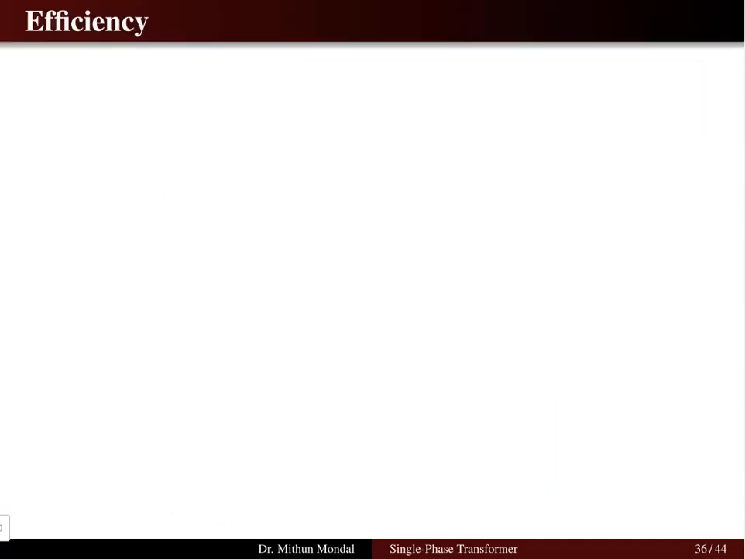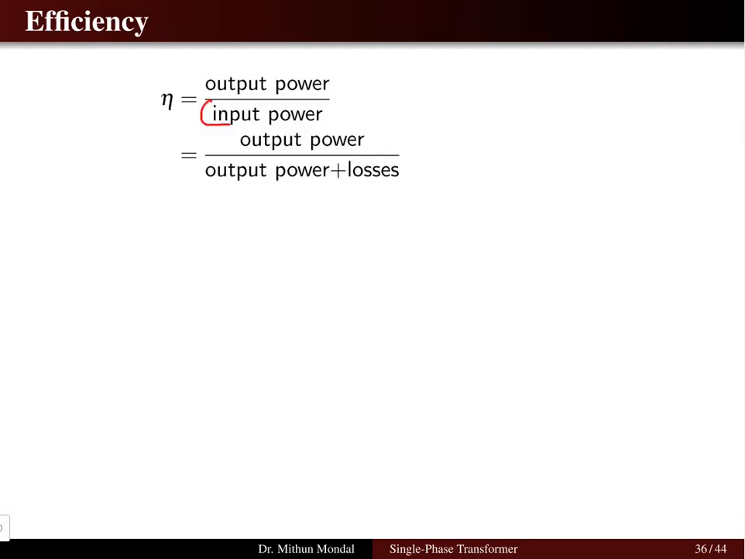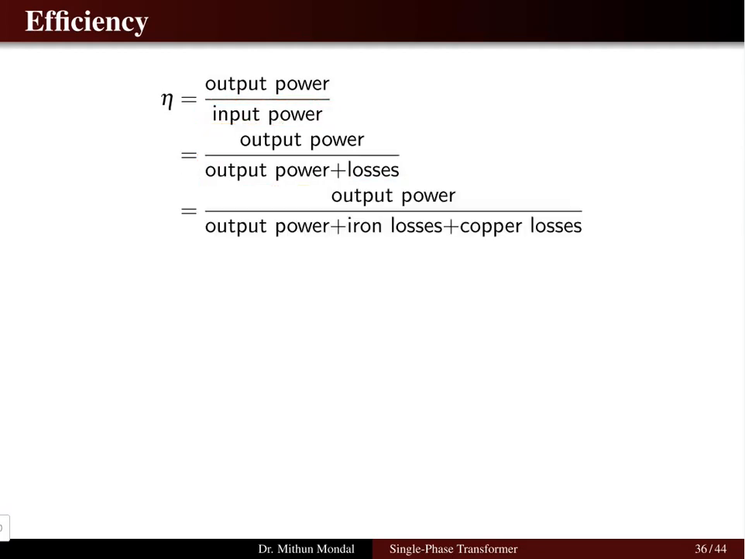The next topic is to determine the efficiency of the transformer. We know that efficiency is defined as the ratio of the output power to input power of any device, not only a transformer. If the input power is written in terms of the output power plus losses, then we have the new formula for efficiency as output power divided by output power plus losses. We know that the losses in the transformer are the sum of iron losses plus the copper losses. So we can further calculate the efficiency with this formula.